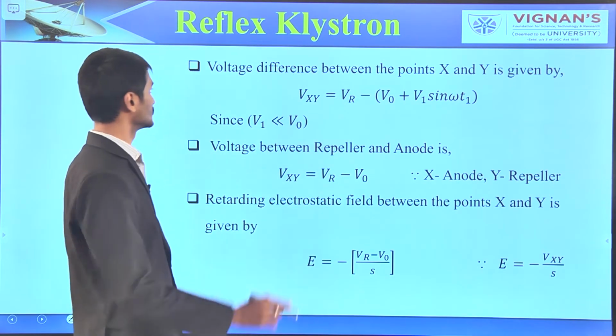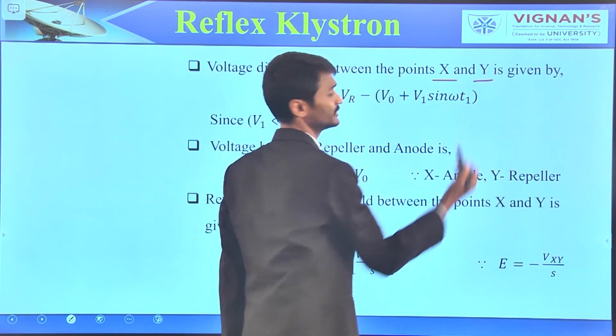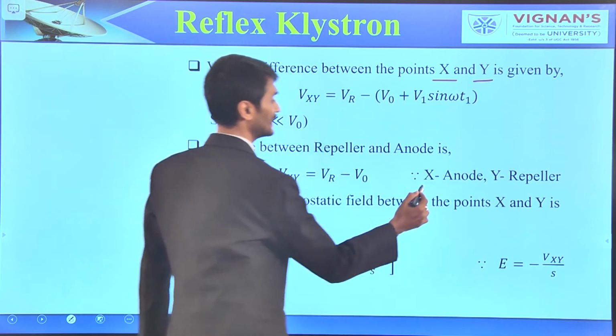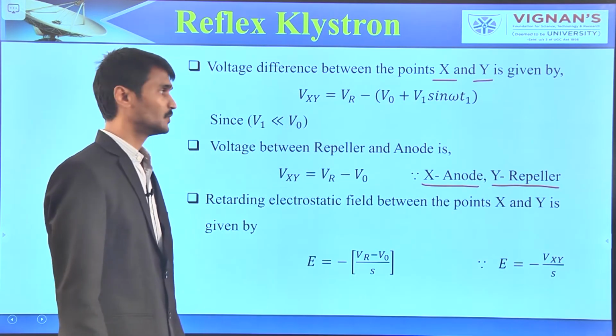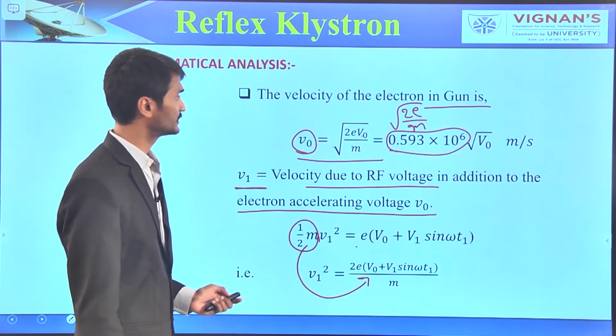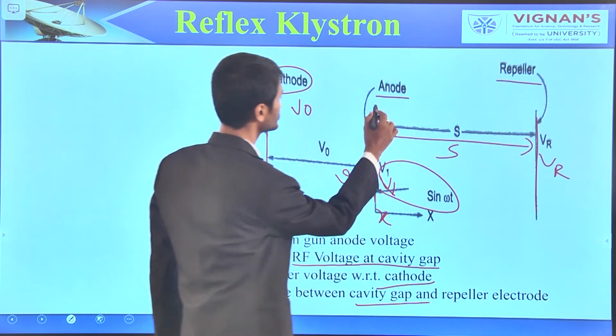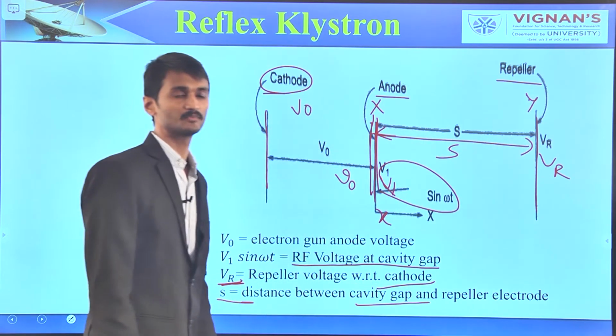Now, the voltage difference between the points: what are point x and point y? Already in the diagram, x is the anode position and y is the repeller electrode position. In the figure we can see it: anode position x and repeller position y.